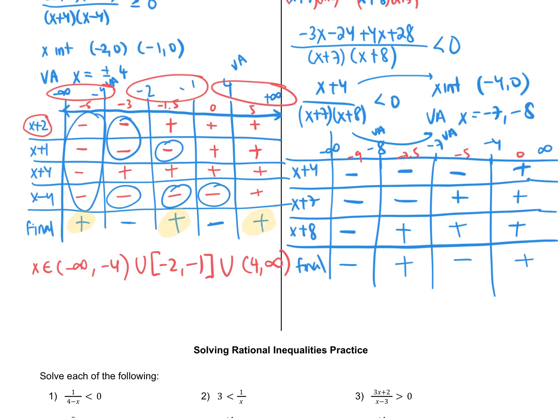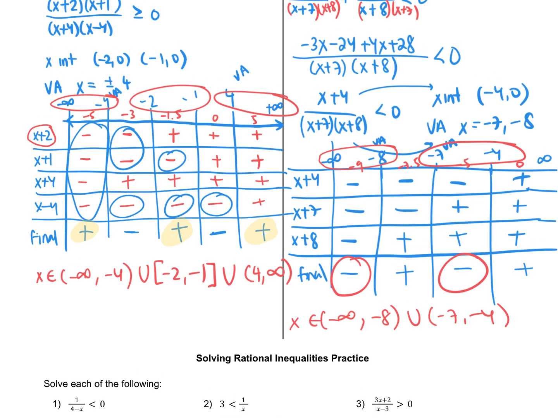And now let's see what we want. We want to be less than 0. Those are the two intervals, from negative infinity to negative 8 and negative 7 to negative 4. And because we don't want to be equal to 0, we will use our curved brackets only.